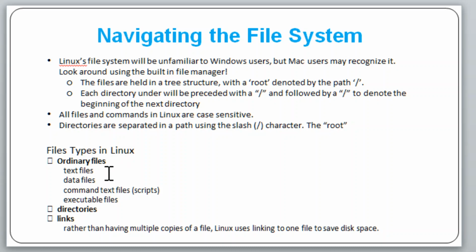So there are different file types in Linux. We have ordinary files such as text files, data files, command text files, which are scripts, and executable files. We also have directories, and then we have links such as hard links and soft links, okay? So rather than having multiple copies of a file, Linux uses linking to one file to save disk space. So we can have a file, and this file can actually point to another file, okay? That way we don't have to use up more disk space for it.